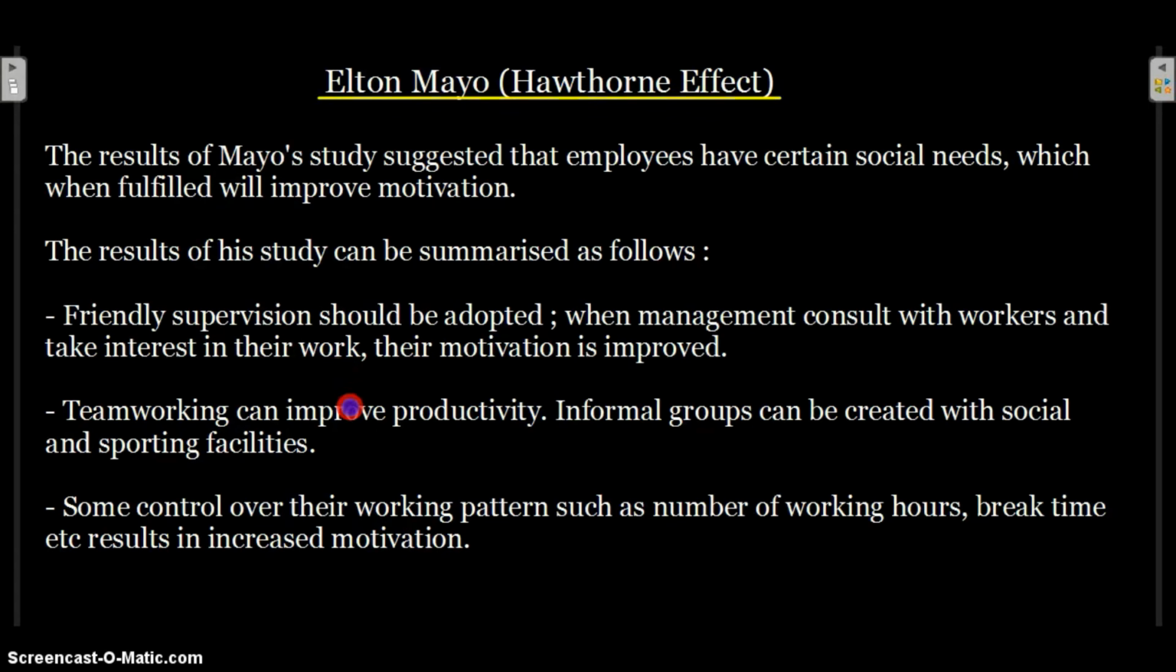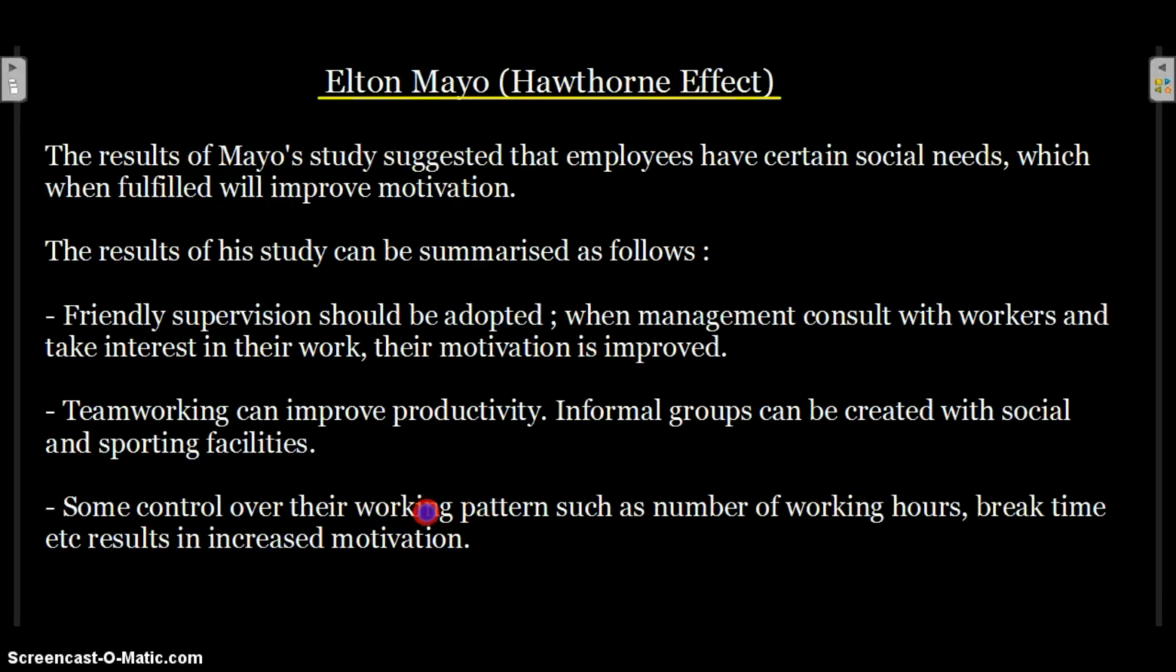Team working can also improve productivity. Informal groups can be created with social and sporting facilities. So if these facilities are provided, then informal groups can be created, and when these groups are created, team working also increases. Team working also exists in groups. So when informal groups are created, team working is created, and when team working is created, it means that productivity has improved generally.